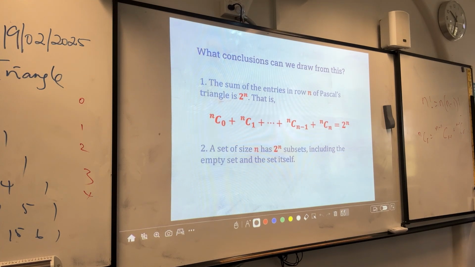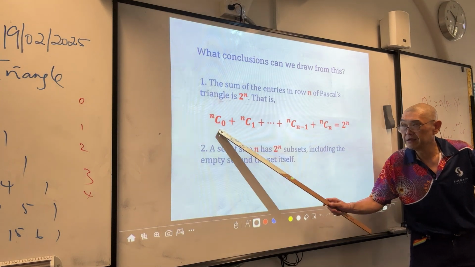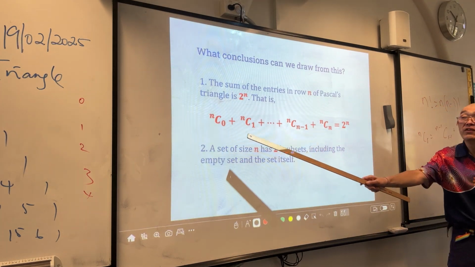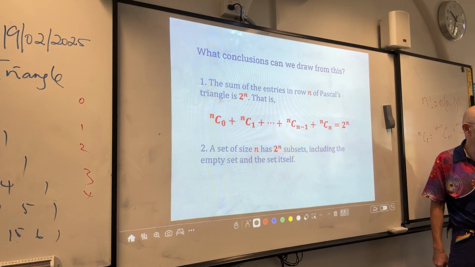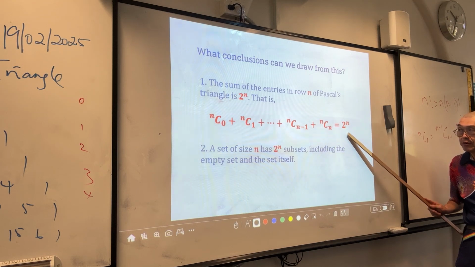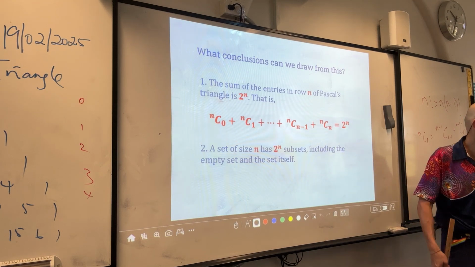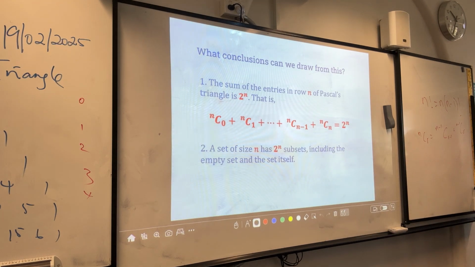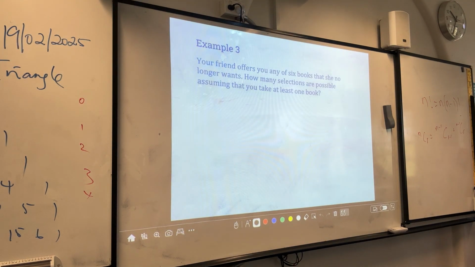So if you've got something like this, when you're writing all this up, know the row number, and you can just work it out as 2 to the power of n. 2 to the power of the row. So try the next question, please.